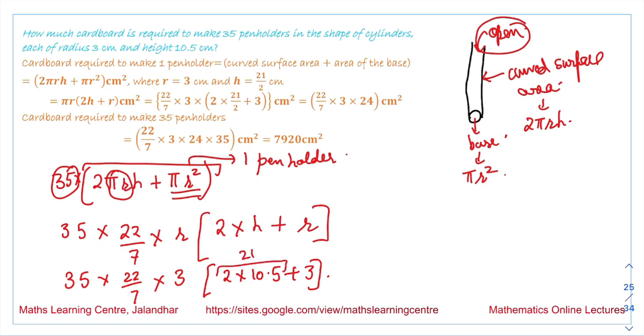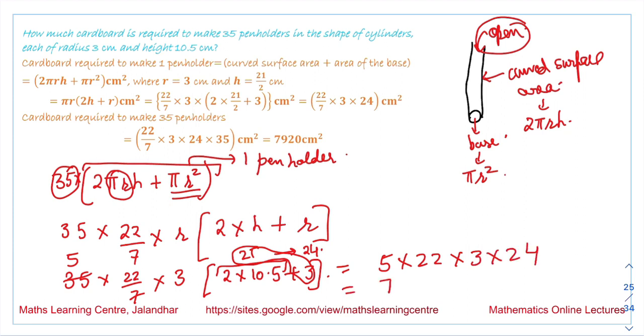So 2 into 10.5 is 21, and 21 plus 3 is 24. So 7 fives are 35. So the final answer we have is 5 into 22 into 3 into 24, and this value comes out to be 7920 centimeter square. So this is the total amount of cardboard that is required.